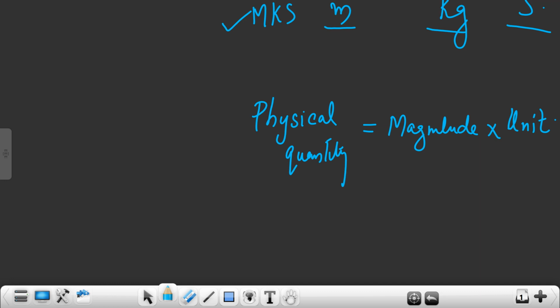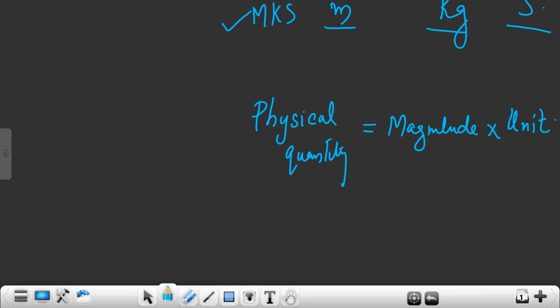And in order to choose a unit, we should follow the following conditions. That is, first one, the unit should be of convenient size. Second one, it should be possible to define the unit without any ambiguity. Third one, the unit should be reproducible. And fourth one, the value of unit should not change with space and time. That is, it must always remain same everywhere. And the different systems of units are CGS system, FPS system, and MKS system.